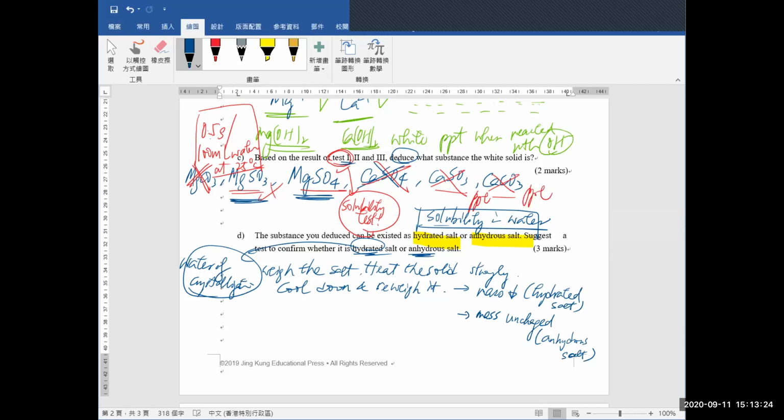So what would be your idea? Now I see somebody who uses dry cobalt chloride paper, right? You mean dry cobalt chloride paper? Why would you use dry cobalt chloride paper instead of just weighing? It seems it saves time, is it? Why isn't it possible? Or you need to test for water. Agree?